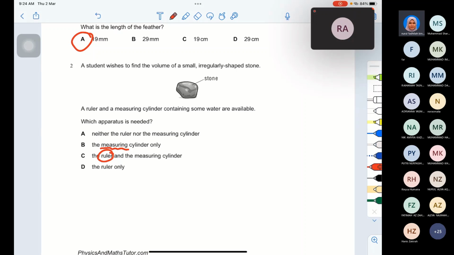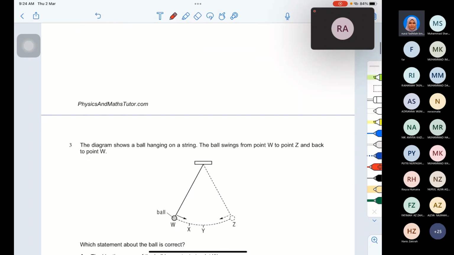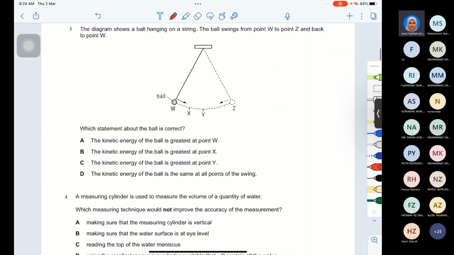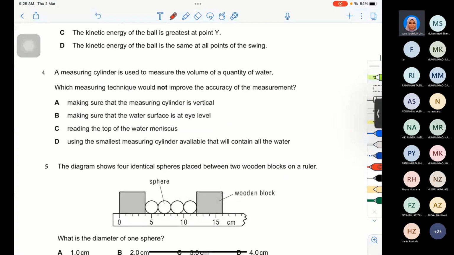So very easy. Hopefully when you see this question, you'll see physics can be very easy, and you can score A* in physics, insyaAllah, no problem. Everybody in this group will be able to get A*. Okay, number 3. The diagram shows a ball hanging on a string. The ball swings from point W to point Z and back to point W. Which statement about the ball is correct? This is in the subtopic energy. We'll look at it again later.